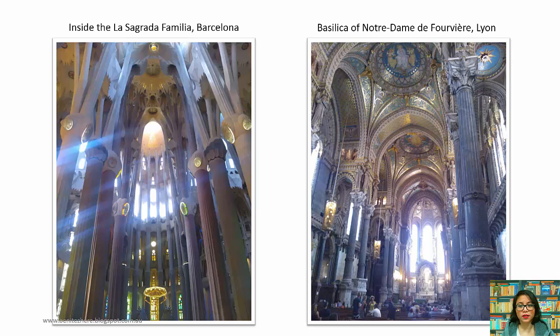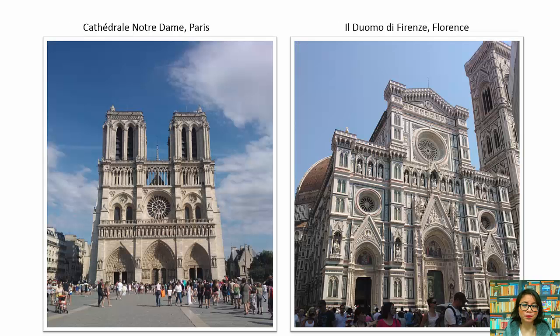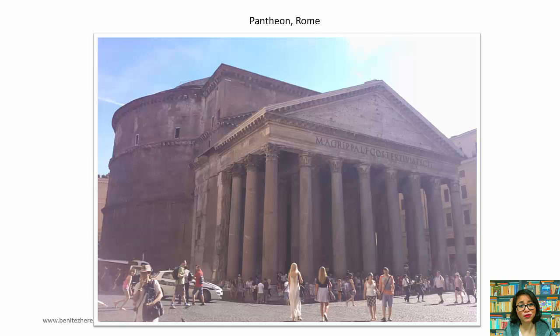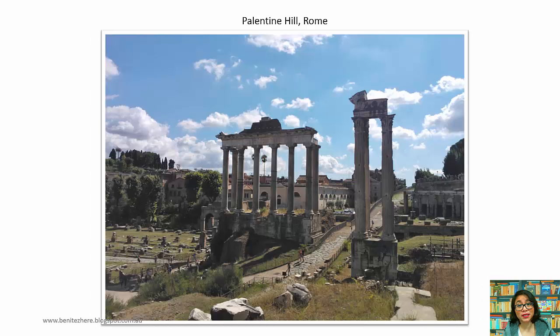Over on the left, that was inside the La Sagrada Familia in Barcelona. It was amazing. And then over on the right is Lyon. I went to Lyon as well. And there's the Notre Dame in Paris on the left, and the Duomo in Florence. Oh my goodness, just seeing these photos makes me want to go back. And then we've got the Duomo in Milan. And then we have beautiful Rome. I loved Rome. Rome is amazing. You should definitely go if you haven't been. And of course, near the Colosseum is the Palatine Hill.